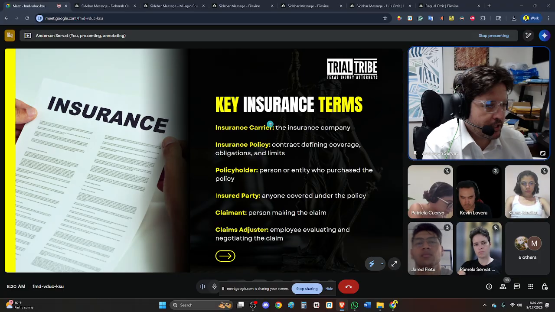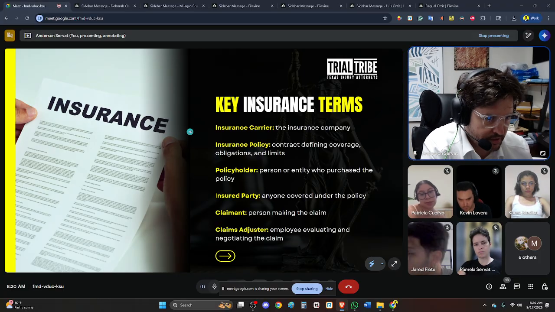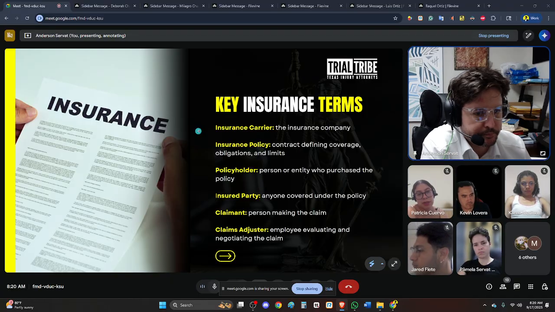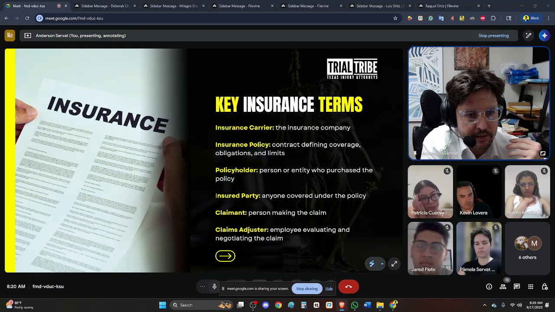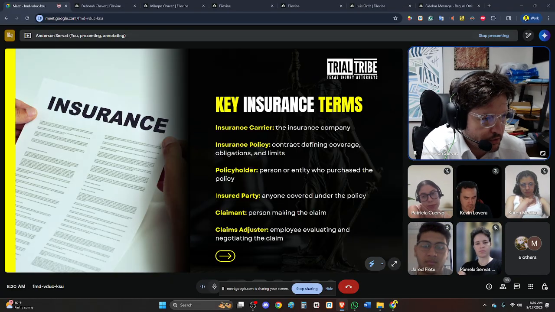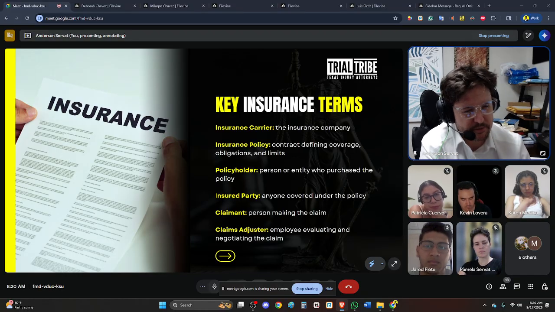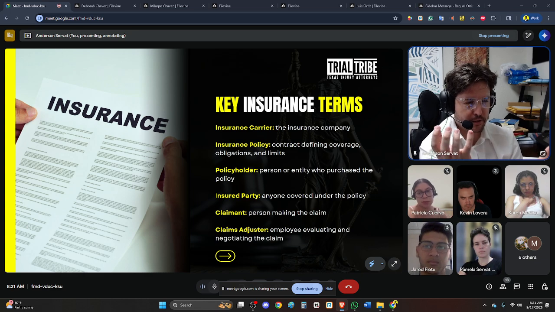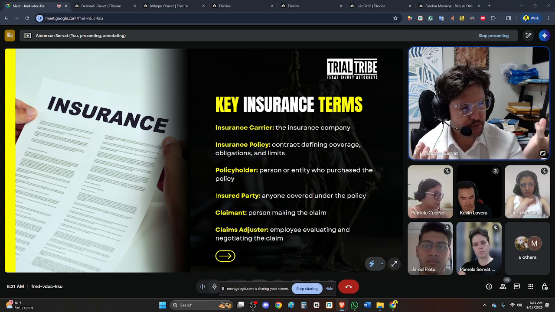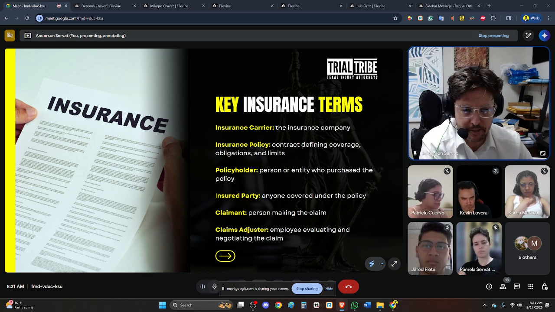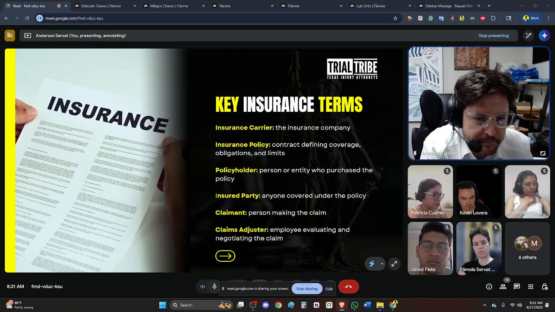So some terms that we use. Carrier is the one who is covering your vehicle or your body or whatever. There's the underwriting, the one that signed the documents. So sometimes there's an administrator and an underwriter. The underwriter sells to you, the administrator is the one who pays. So it depends, but normally it's going to be just a carrier.